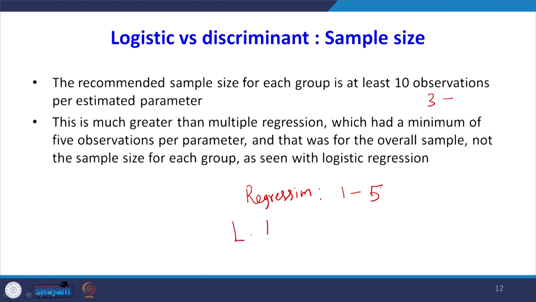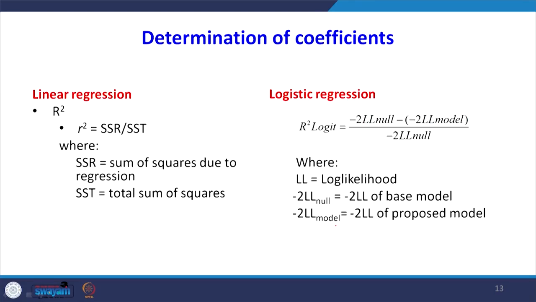When you go for logistic regression, you need to have 10 respondents for one variable. Then, the goodness of fit of both linear and logistic regression. As I told you, in linear regression, the R square, that is the coefficient of determination, is measured by SSR divided by SST, regression sum of square divided by total sum of square.